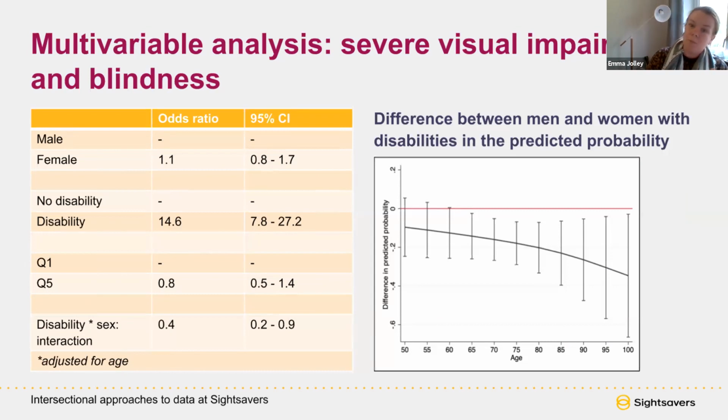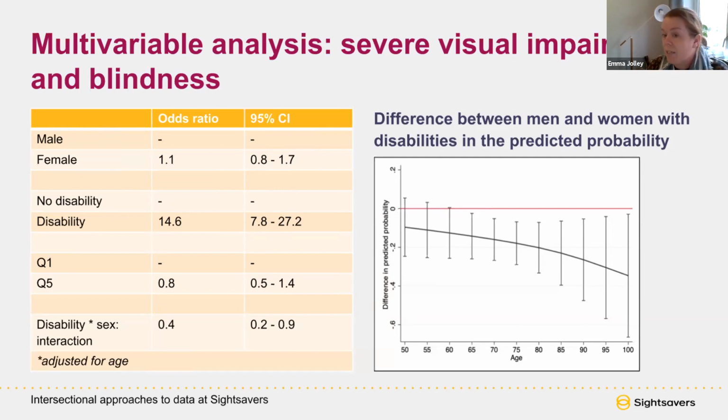So after we stuck them in the model and looked at everything all in one go, there wasn't much of an effect due to sex or wealth. It actually was that additional impairment on top of the visual impairment that was really increasing the likelihood of having a visual impairment. However, we also used an interaction term to understand the relationship between disability and sex, to understand whether having that additional impairment was different for men than for women.